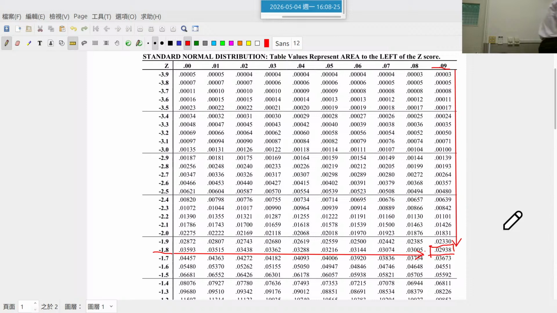Again, we got the calculation. We got here, and please follow my steps.